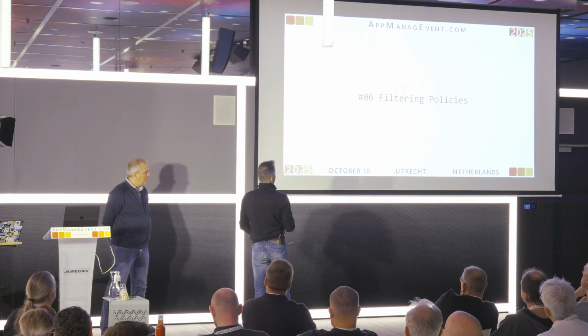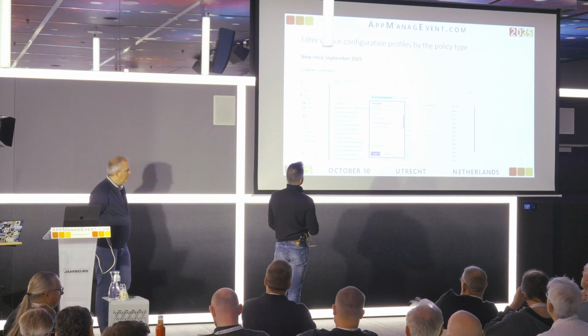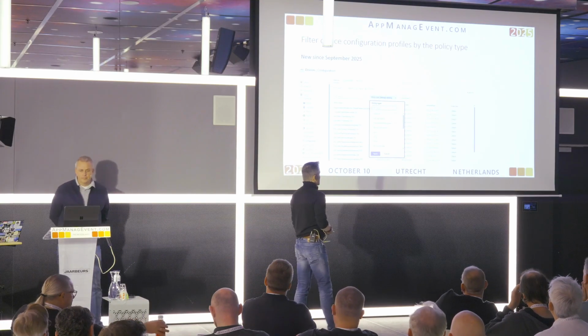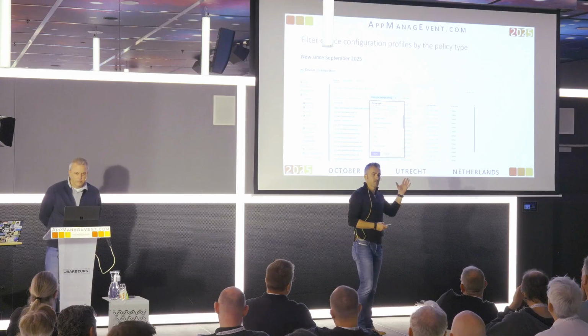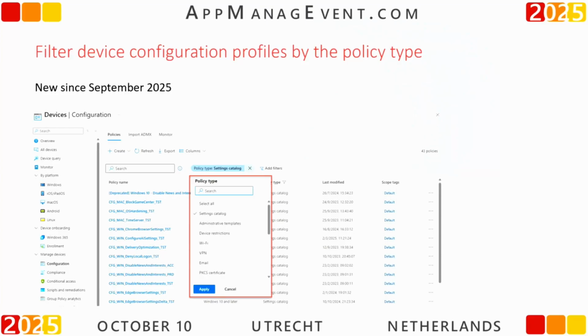Okay, another quick one: the filtering of policies. This is also something new from last month, something I overlooked myself as well. It's a small thing, but it can be helpful. Sometimes I work in really big tenants, and I know that I'm, for example, looking for a configuration profile specifically for VPN or for Wi-Fi.